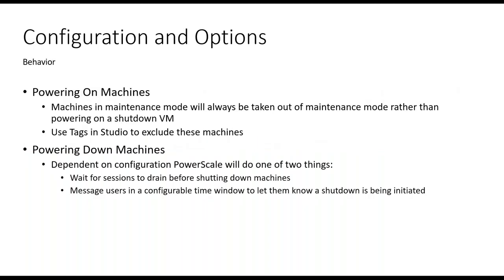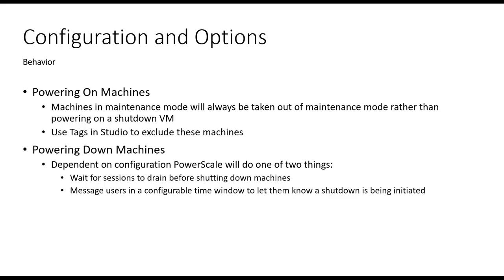So I want to talk a bit about the behavior, and there's quite a bit of text in here, so bear with me. But the behavior when powering on machines, if there are machines in maintenance mode, it will always take machines out of maintenance mode rather than powering on new ones. That's purely a decision based on cost saving. So it wasn't like that when I first put it together, but I'd change it upon request. If you want to exclude a machine, i.e. you want it in maintenance mode and you don't want PowerScale to ever touch it, you can add a tag in Studio, and you can call the tag whatever you want in the config, and it will relate that and it will leave those machines alone.